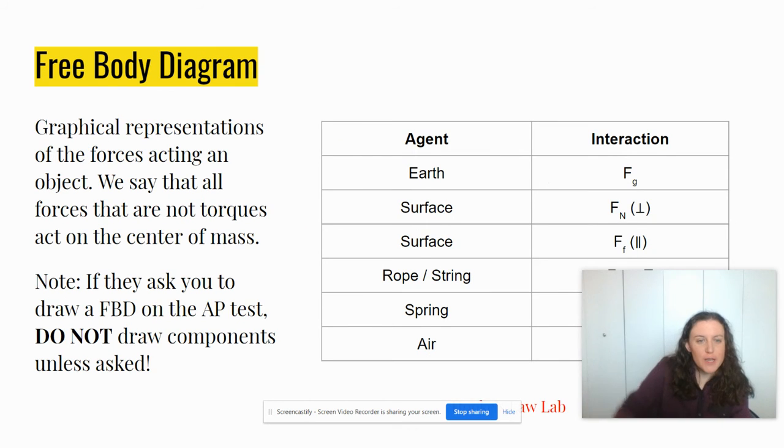Speaking of free body diagrams, we draw a dot at the center of mass, and then we just draw our vectors in the correct direction. Now, a couple things about the AP test. Do not draw components. So if something's at an angle, don't draw the X and Y components. It will say don't draw components, unless it's specifically asked to do it. If it asks, obviously do it, otherwise do not do it.